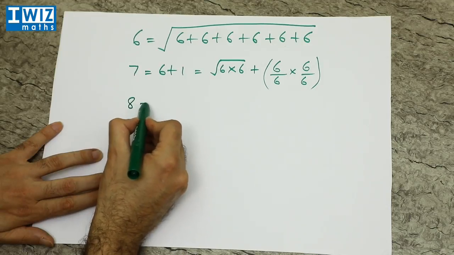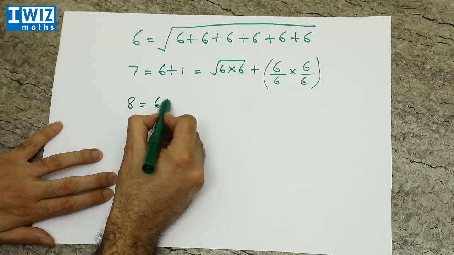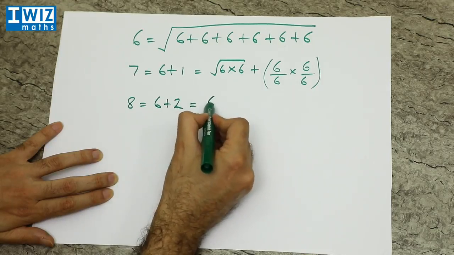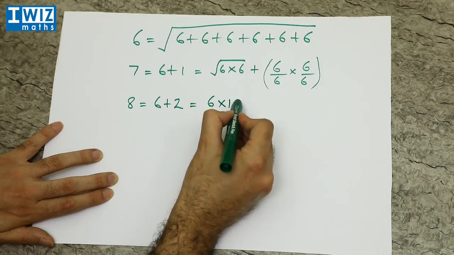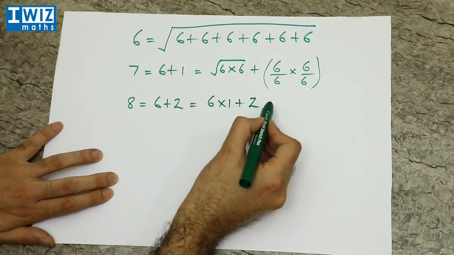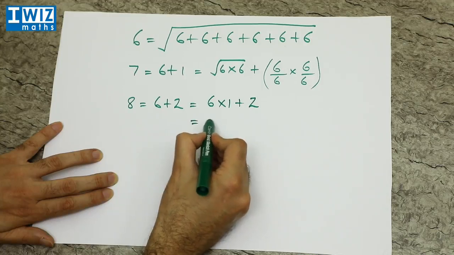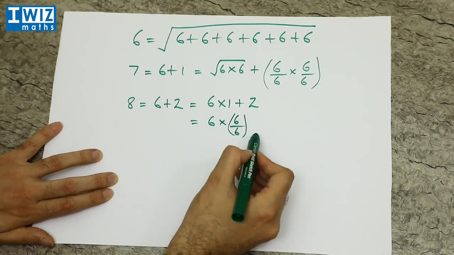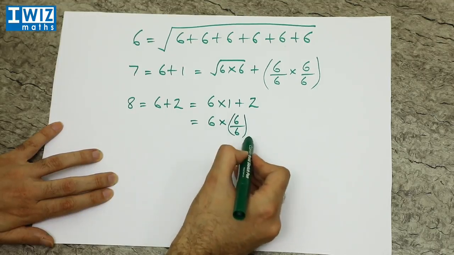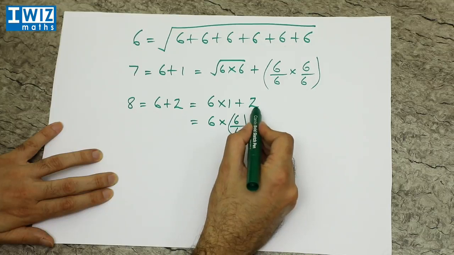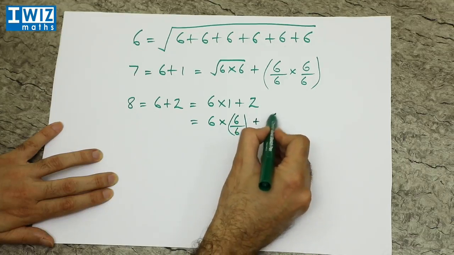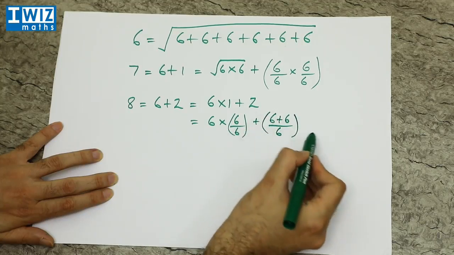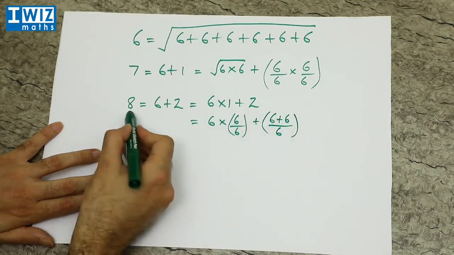To get to the number 8, 8 can be thought of as 6 plus 2, and we can write that as 6 times 1 plus 2. So that would be 6 times 6 divided by 6. So we've used up 3 6s, and now we need to get the number 2 using 3 6s, and that is 6 plus 6 divided by 6. So that is 6 plus 2 gets us 8.